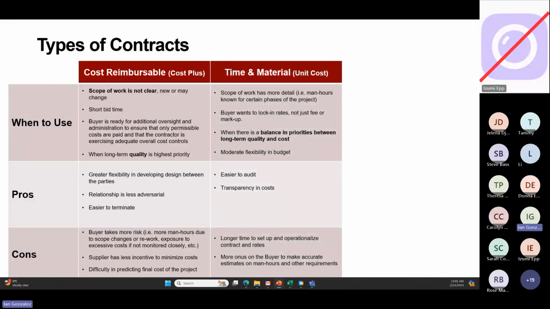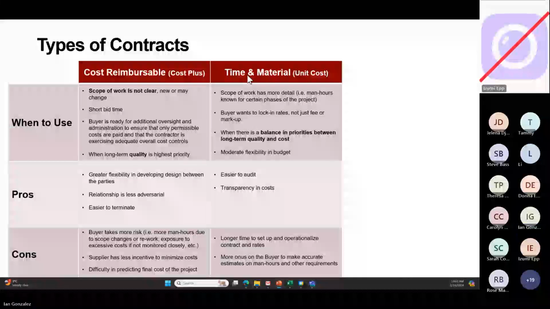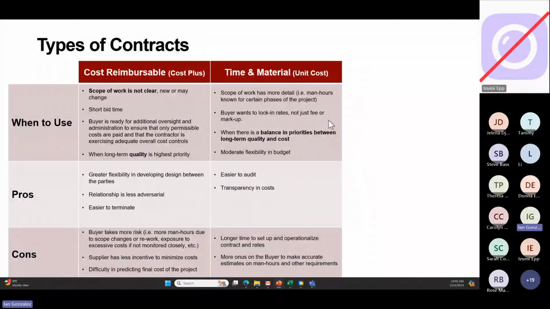Time and material, unit cost. When you have a more detailed scope, you can consider using T&M instead of cost plus. You want locked-in rates, not just a fee or markup. T&M is for you. Remember, jobs can be broken out into small task groups. The priority here is a balance between long-term quality and cost. It's in the middle, and you've got moderate flexibility in the budget.